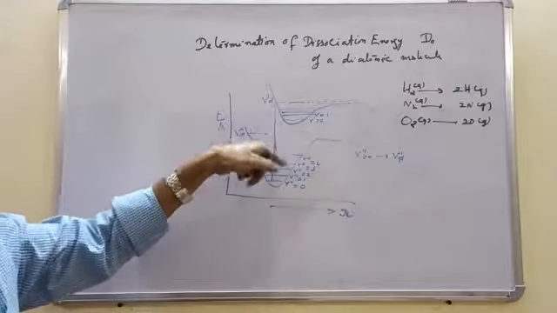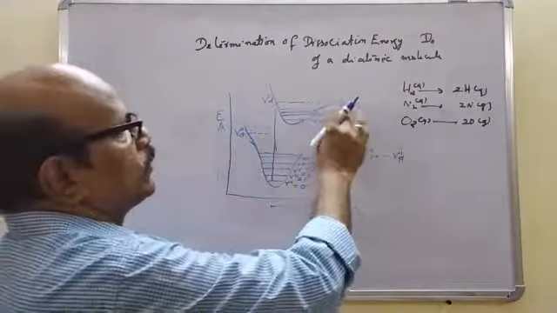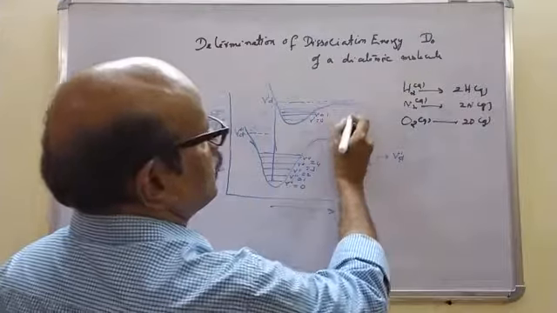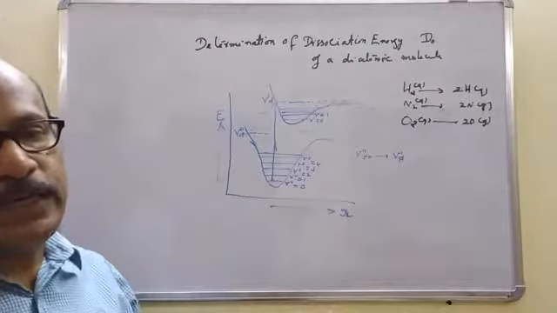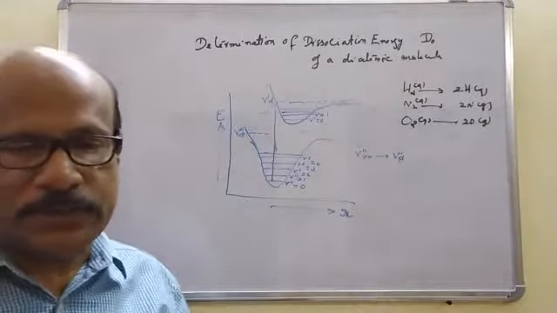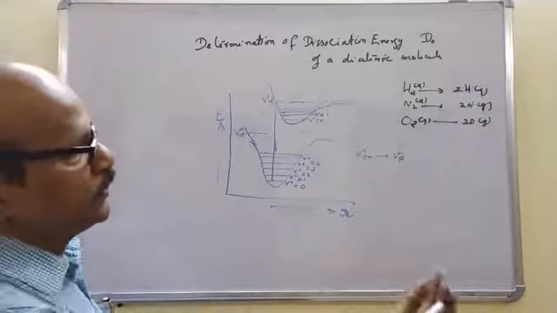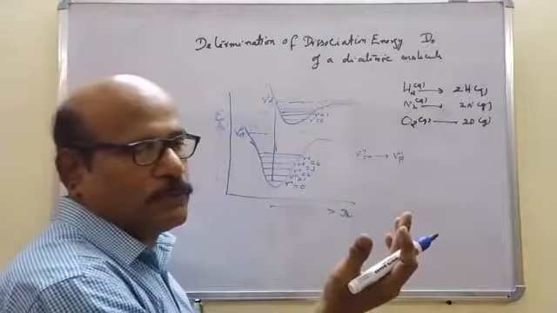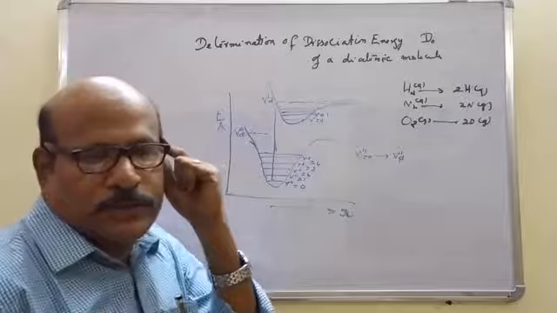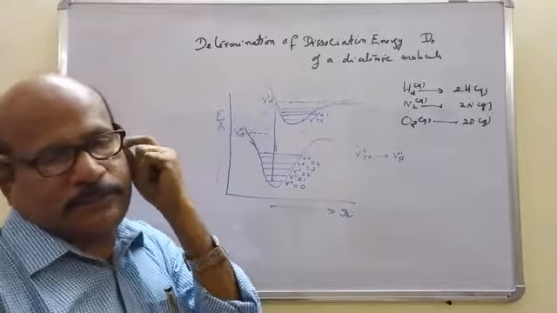When it transits to nu dash d, the molecule is so excited that the vibration of the molecule takes the atoms to an infinite distance, so the molecule does not return. So it will lose the harmonic oscillation.